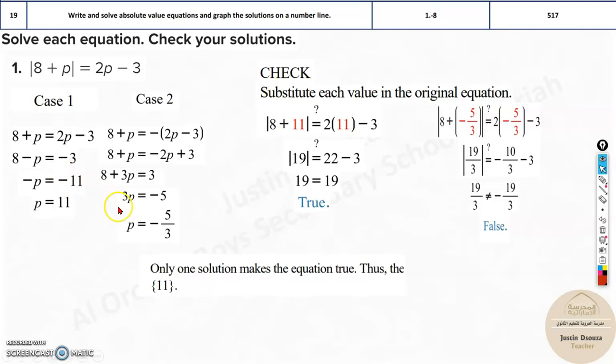Whereas if you take this case, the second answer is wrong. Why? Because the equation is not balanced in this case. It says 19 by 3 equals negative 19, that is an error. So this is wrong. Only p equals 11 is the correct answer.